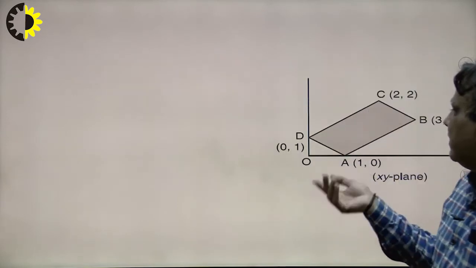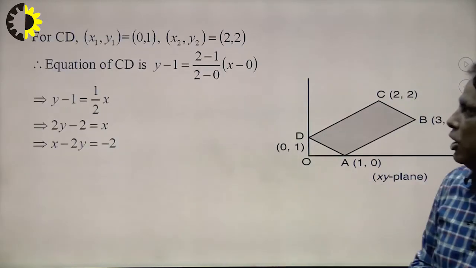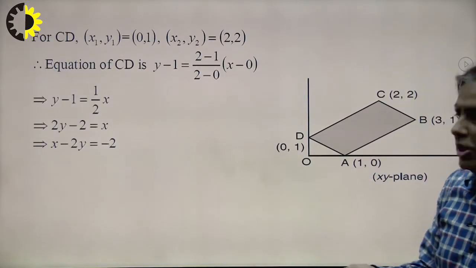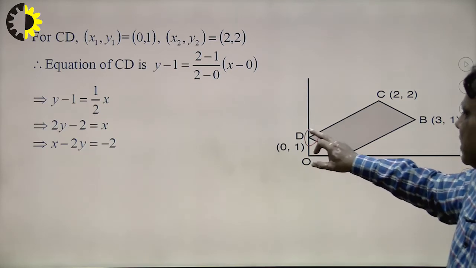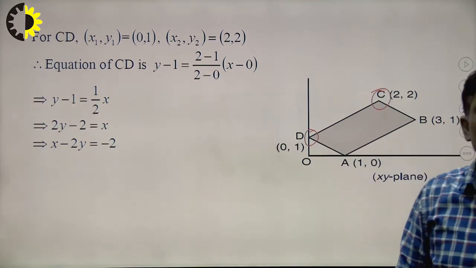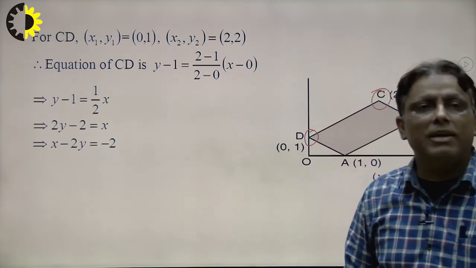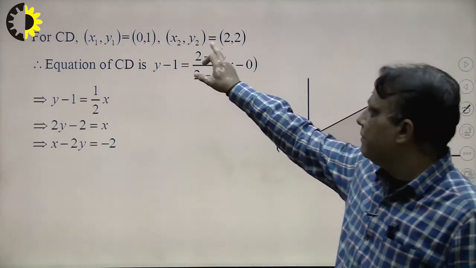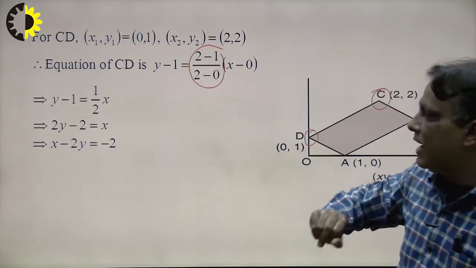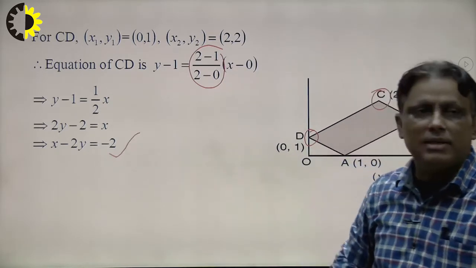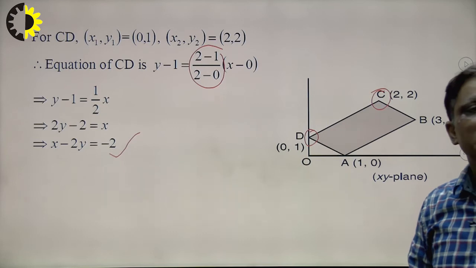Now the question is how to calculate another equation. Suppose I want to calculate DC. So how to calculate DC? By using this formula, the coordinate of D is this and the coordinate of C is this. Using the formula y minus y1 is equal to y2 minus y1 upon x2 minus x1, times x minus x1, I solve this and get the result. That means this is the equation of CD here, right.